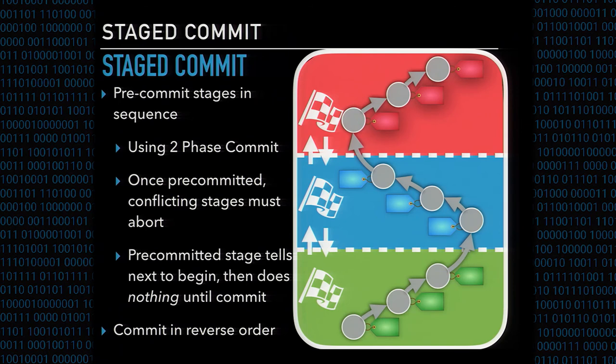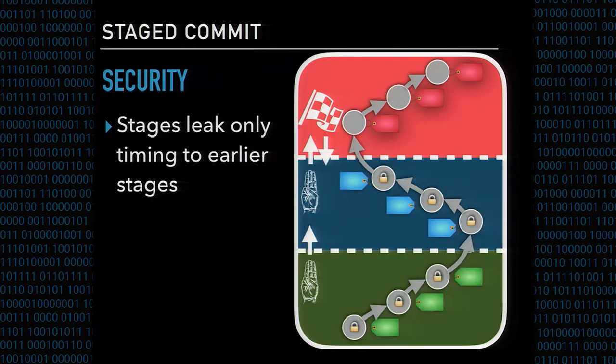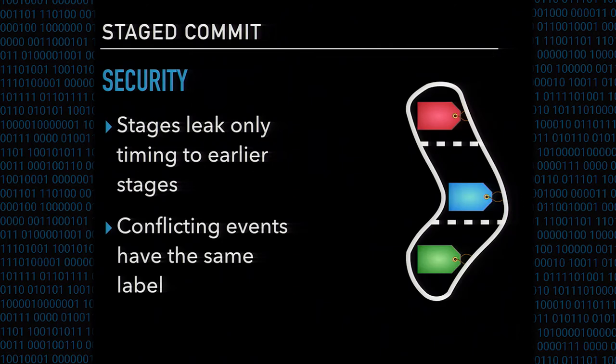Staged commit serializes transactions. It's secure and it's deadlock-free for any set of monotonic transactions, and I'll briefly go over how we show that. We know that within a transaction, information doesn't leak. The only way that information with later, more secretive labels can flow to earlier ones is through the timing of commits, and we're basically ignoring timing channels here. There's a lot of great work in timing channel mitigation. Some of it's in our group, but that's orthogonal to this.